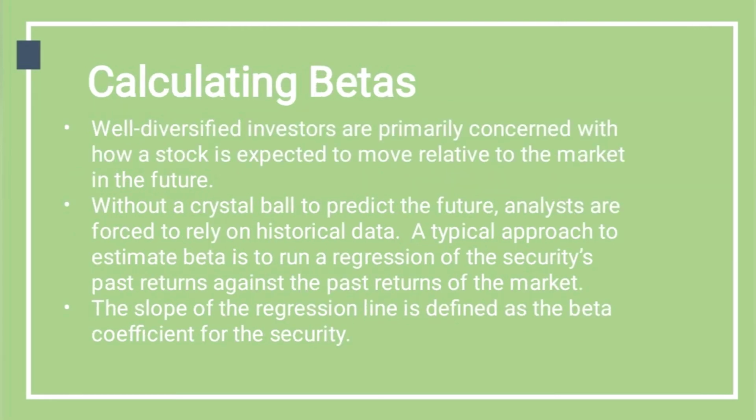In calculating betas, well-diversified investors are primarily concerned with how a stock is expected to move relative to the market in the future. Without a crystal ball to predict the future, analysts are forced to rely on historical data. A typical approach to estimate beta is to run a regression of the security's past returns against the past returns of the market. The slope of the regression line is defined as the beta coefficient for the security.